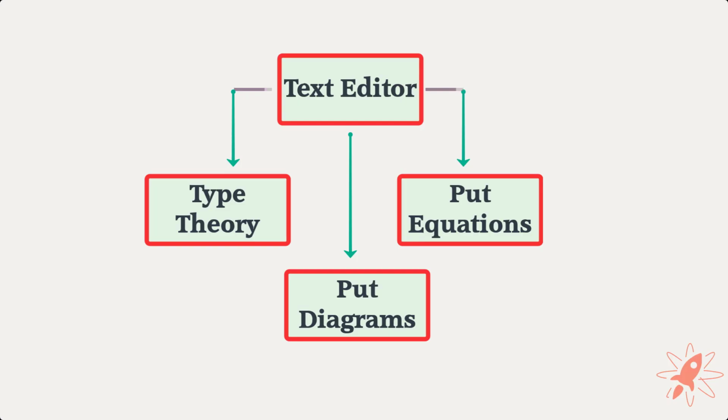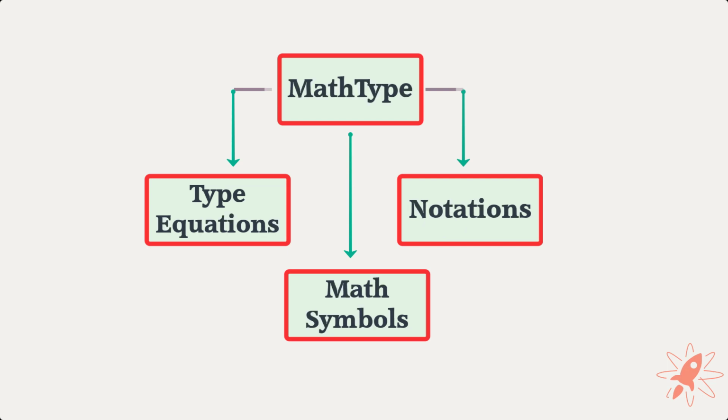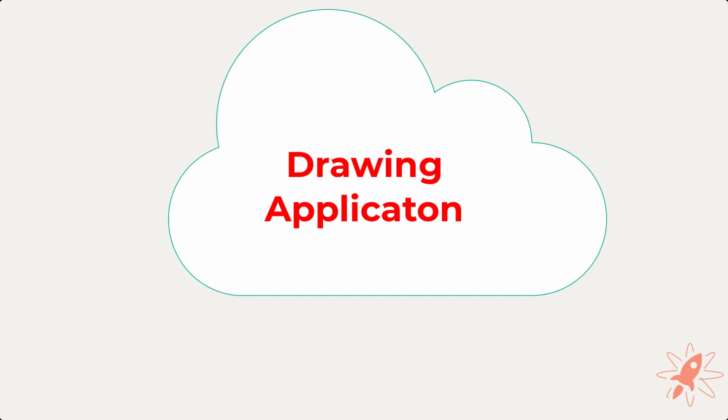Number one, a text editor in which you can type in theory, and put in diagrams and equations. The second software that you need should be able to type mathematical notations, equations and symbols as well. The third software that you need should be at least able to draw two-dimensional drawings.